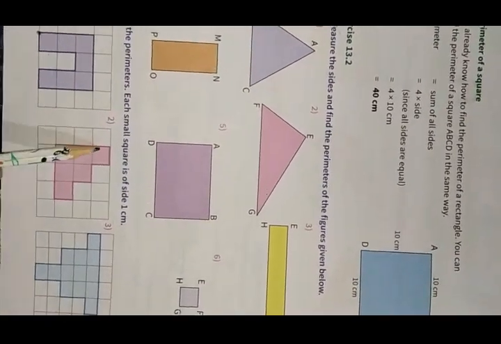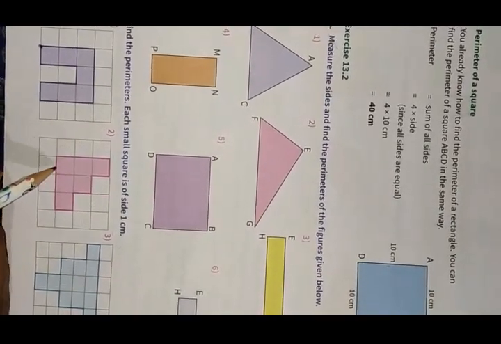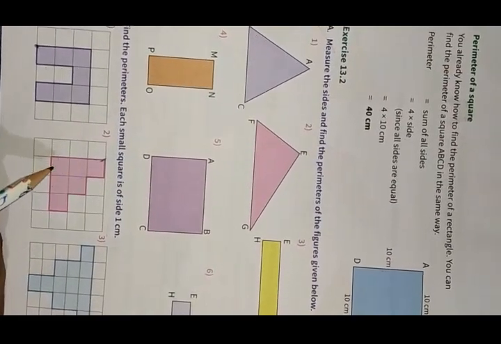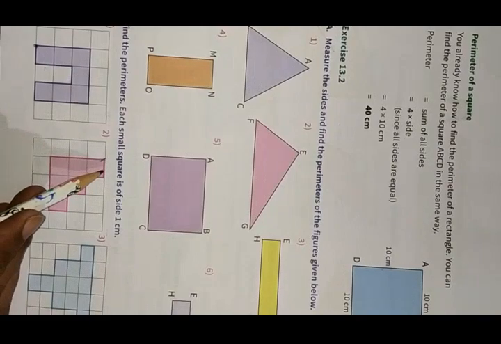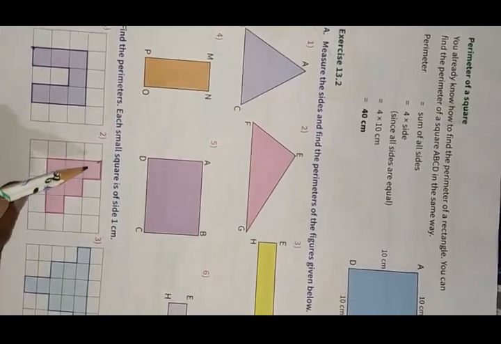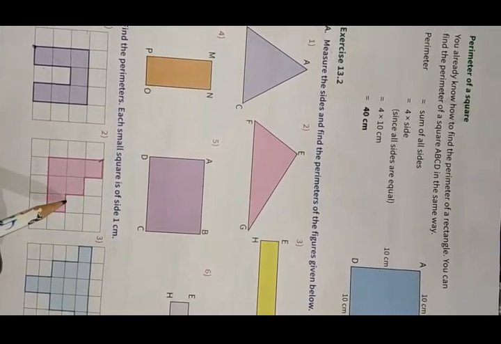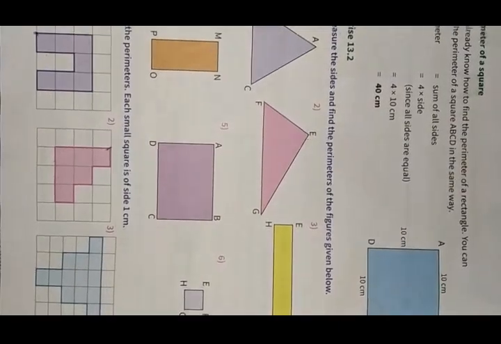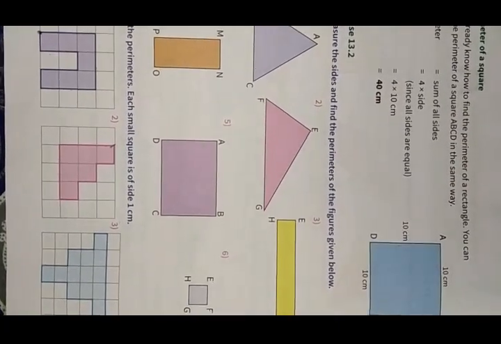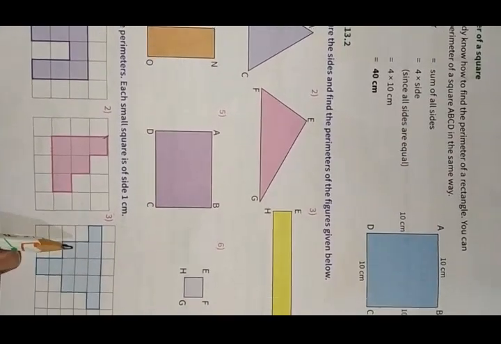Now this one, start from here, 1, 2, 3, 4, 5, 6, 7, 8, 9, 10, 11, 12. Okay, how many sides? 12. So 12 sides, and one side is equal to 1 centimeter, so the perimeter is 12 centimeter. Same in the third.